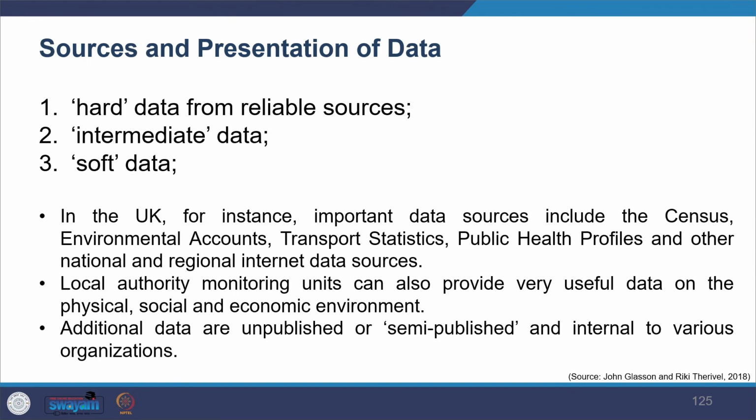When you undertake these baseline studies, you have certain sources of data. You have secondary data or hard data, which can be taken from the agencies, and then you have soft data, which you get from primary surveys. It's advisable to use hard data collected from secondary sources, as it is much more reliable and easy to communicate. You have a lot of information sources: you can use census, environmental accounts, transport statistics, public health profiles. All these can be used, and the local authority may also provide a lot of information.